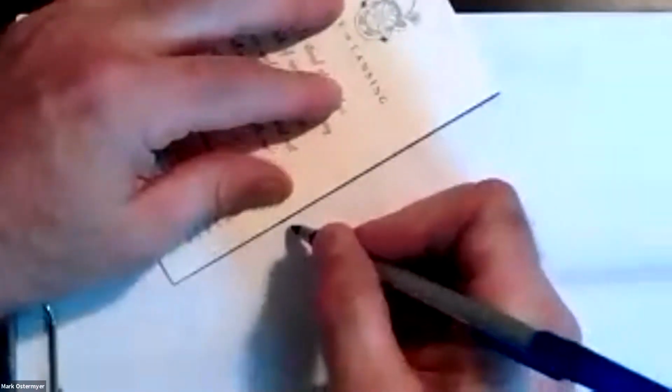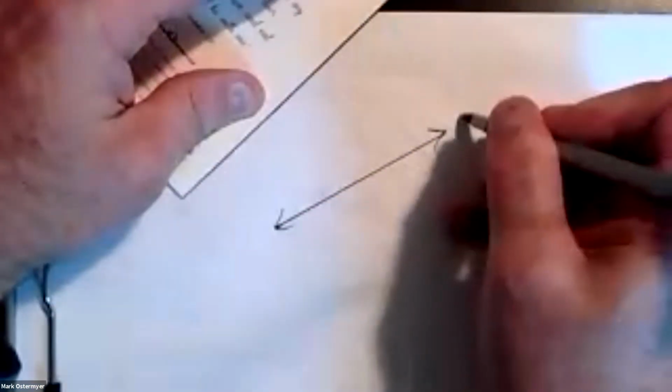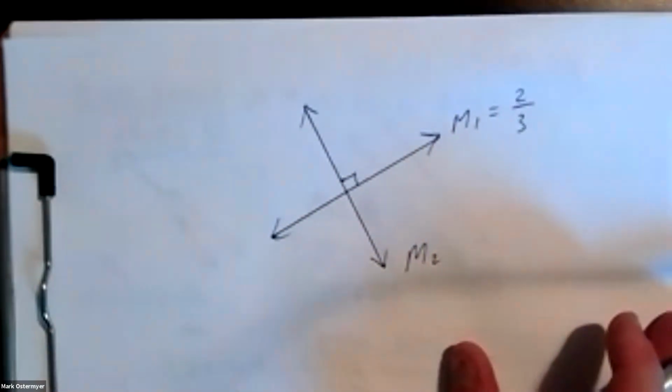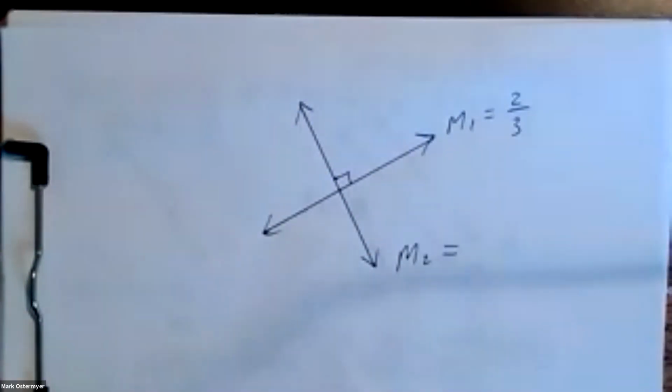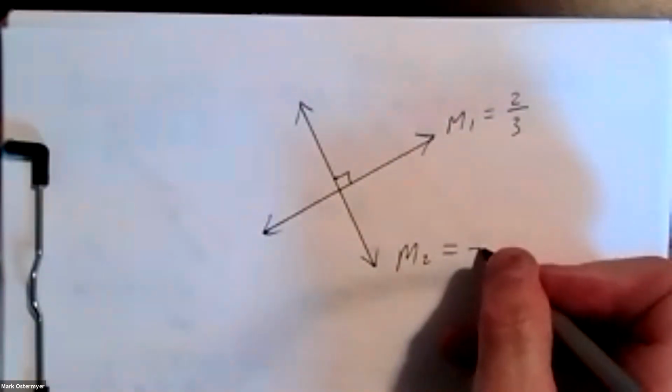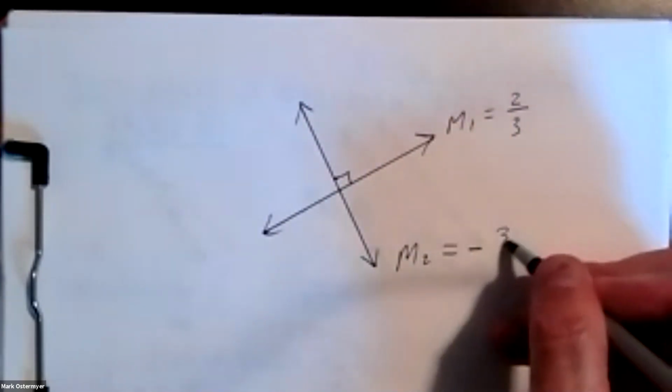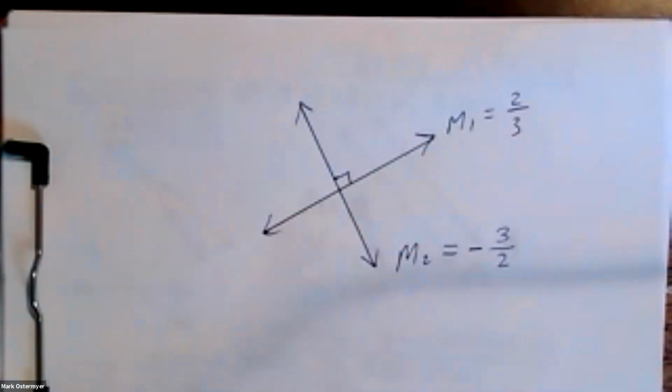So if this line here has a slope of 2/3, what would have to be the slope of this perpendicular line? What's the negative reciprocal of 2/3? Well, it's got to be the negative, but it's the negative reciprocal. What's the reciprocal of 2/3? Oh, 3/2. So the slope of this perpendicular line would have to be negative 3/2.